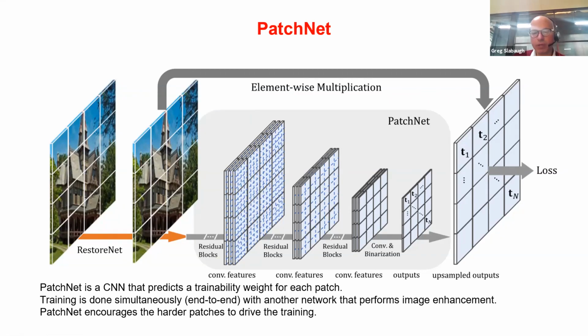And what we found in this work is that this approach gives you a way to basically do hard negative mining and use the harder patches to train, and you get better results than if you just treated all the patches equally. This also really helps with generalization. So if you train on one data set and you apply it to a different data set, PatchNet really gives a good gain in terms of performance.